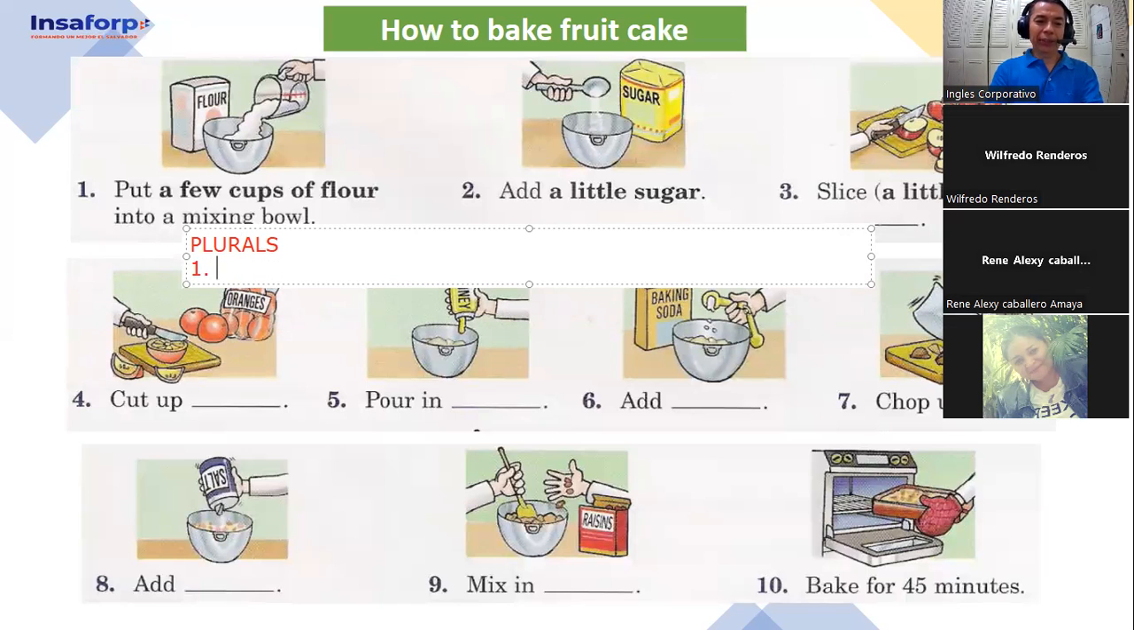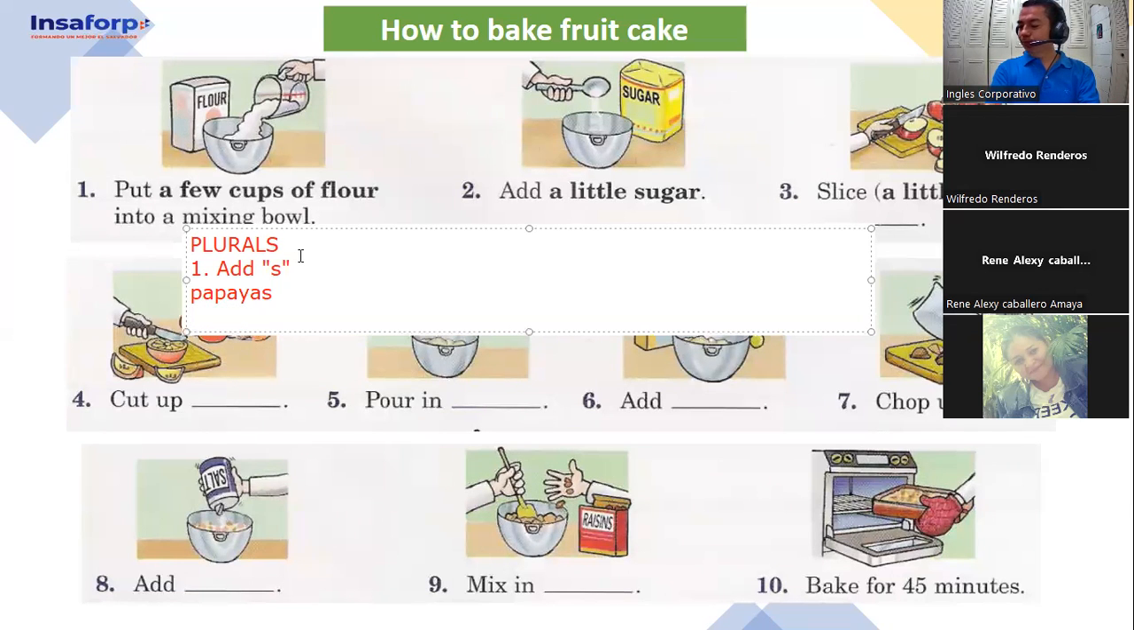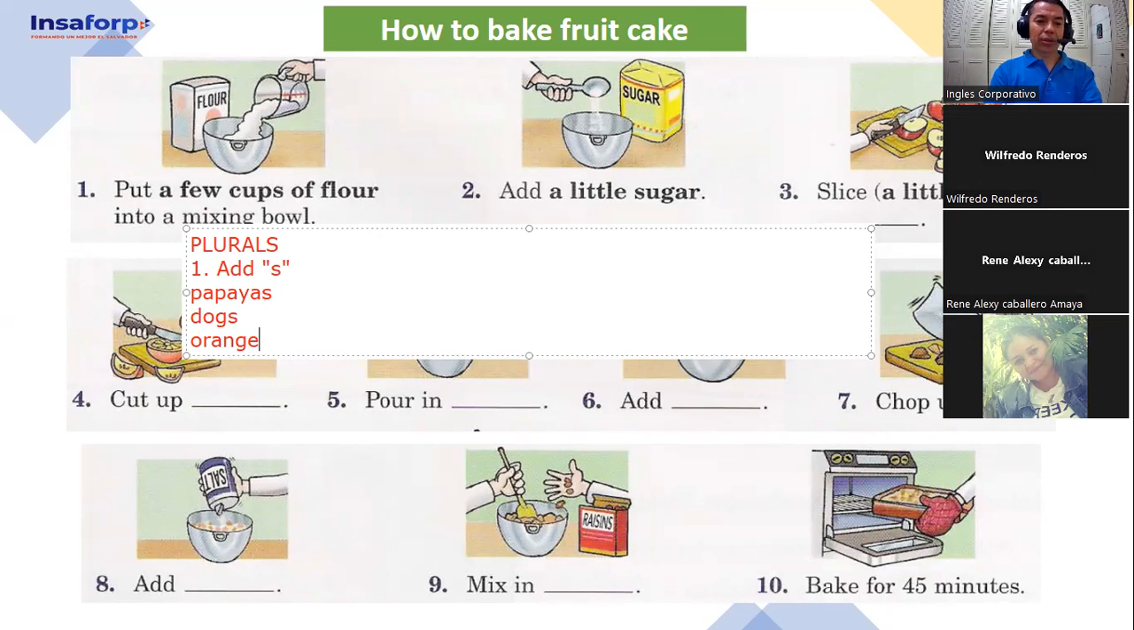Ok, number one. Vamos a poner la regla entonces. Number one, add S, right? A la mayoría, el 95% o 96%, solo le vamos a agregar la S. Mire, Evelyn, add S, sin la flequita, solamente la S. Only the S, yes. For example, papayas. What else? Dogs. Pero naranjas. Orange. Oranges, yes. It's okay. Only add the S. 95%. Good.